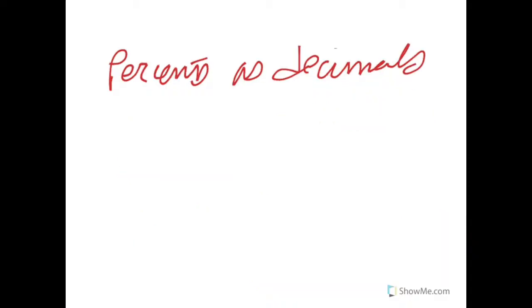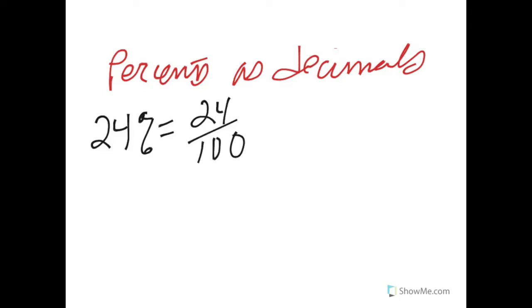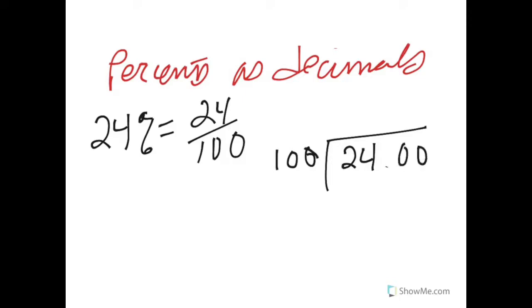We can also write percents as decimals. So let's say you have 24%. We know that that is 24 per 100, 24 out of 100. Now that I know the fraction, I can just write the fraction as a decimal. So I have 100 into 24. Since I already see that 100 does not go into 24, I'm going to add some decimals here. 100 does not go into 2, does not go into 4, 0 times. So I'm going to move my decimal up, put it there.